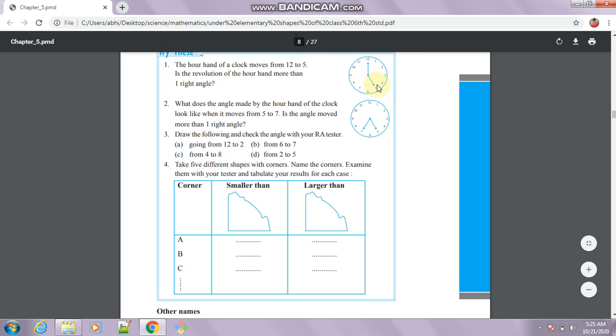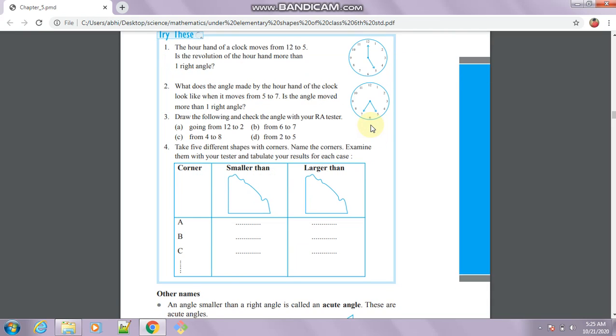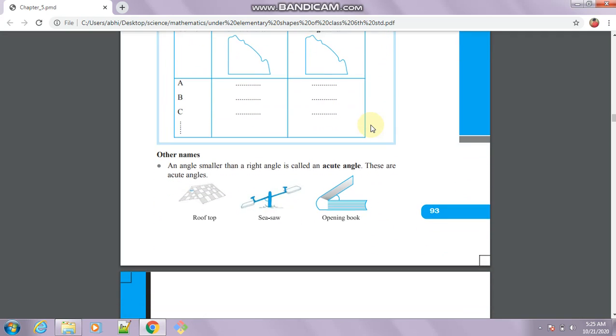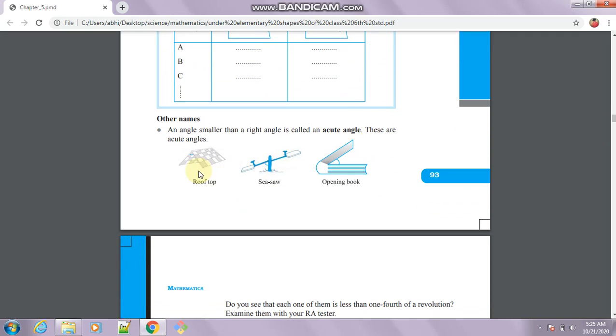Here, what type of angle is this? See here, from here to here, it is more than a right angle, which means it is an obtuse angle. This is less than the right angle, so it is an acute angle. Examples are given for you. An angle smaller than the right angle is called an acute angle. You will see these in the roof and seesaws.